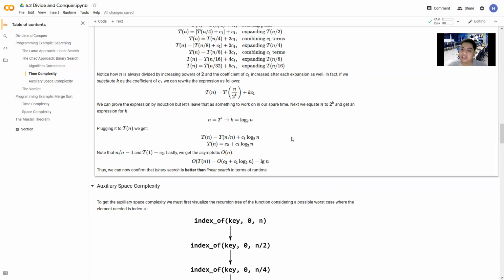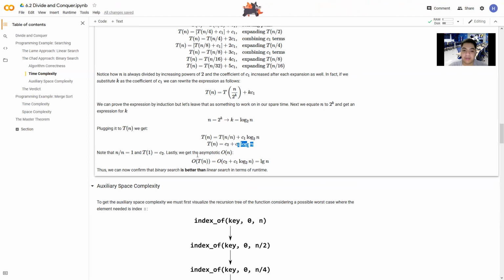So plugging it into the equation, if n is equal to 2 to the k, the 2 to the k term here becomes n. And then our k term here becomes c1 log of n. Then this one is just a constant, and this one is retained over here.